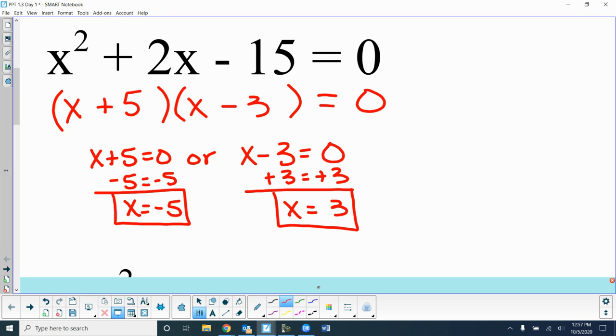There's two answers to each one of these problems. Every now and then, when you factor it, you might get an x plus 5 and an x plus 5, or an x minus 3 and an x minus 3. You know, they might be the same factors. So basically, there's one answer, but it works twice. Okay?